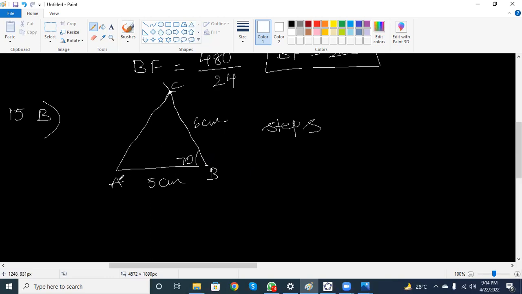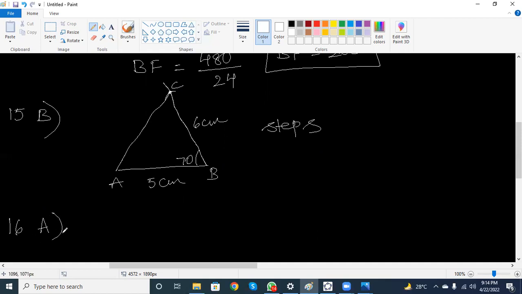Like draw a line segment AB is equal to 5 centimeters. Second point, B as a center, keep the protractor and measure 70 degrees and extend the line. Third point, B as a center with 6 centimeters, cut the arc on the line. Fourth point, where the line and the arc are meeting, name it as C. Now join CA. So this is our required triangle ABC. If you write the steps in construction, you can score 8 marks.